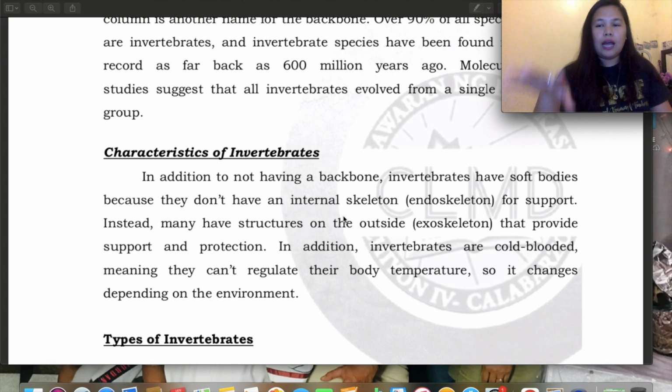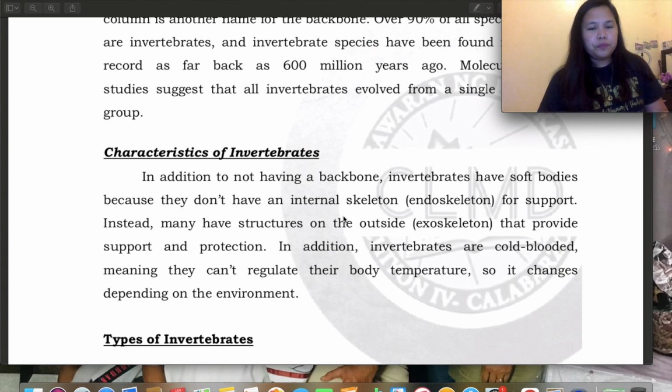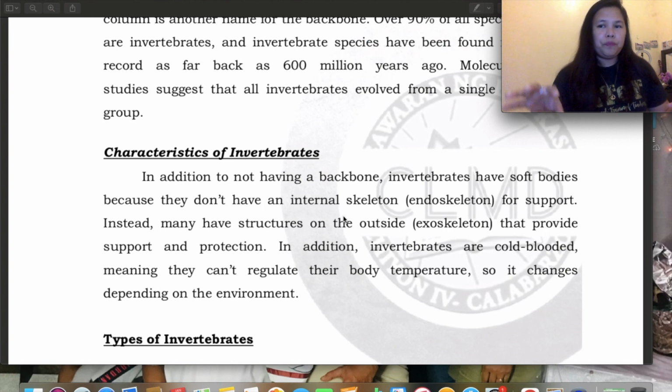Malambot ang kanilang katawan kasi wala nga silang buto. So, because they don't have an internal skeleton or endoskeleton for support, instead, they have a structure on the outside. So, ito na yung sinasabi na wala silang buto, pero ang kadalasan sa kanila ay yung nasa labas ang kanilang structures, yung pang support sa kanilang body. Unlike sa tao na yung buto natin is nasa loob, or when we say endoskeleton, sa invertebrates naman is exoskeleton. So that provides support and protection.